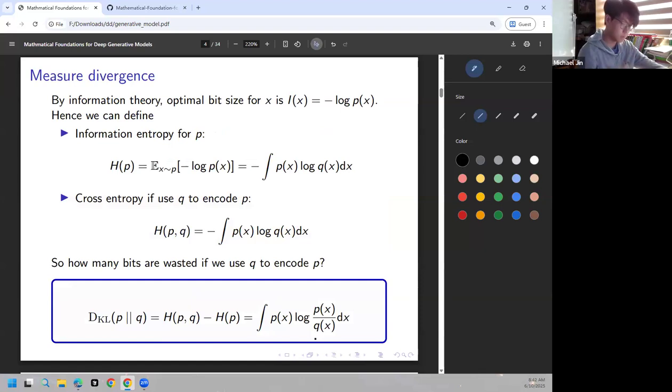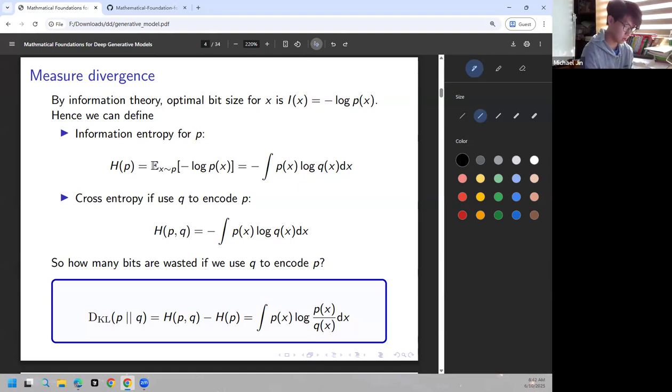Okay. So the next question is how to measure the divergence, the capital D in the ultimate goal, right? The most common one is the KL divergence, which originated in information theory. If we have some information X, such as an image or a text, and we want to encode it with a data distribution P, it is proved that the optimal bit size for encoding X is the negative log value of P of X.